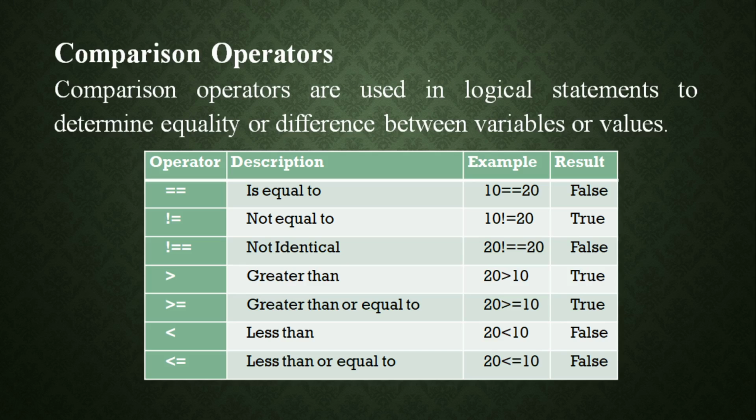For equal to, we use the double equals symbol. So here in this example, 10 equals equals 20, the result is false. Similarly, for representing not equal to, exclamation mark equal to. Not identical, exclamation mark double equals. Greater than or equal to, less than or equal to.